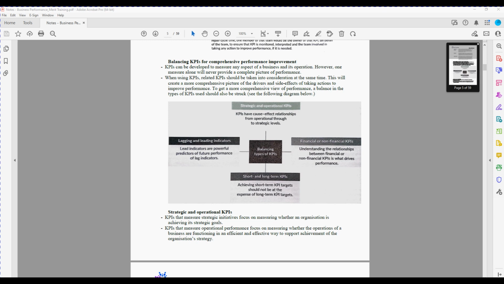And if you're just focusing on long-term targets, you're not really getting a good understanding of the short-term targets. So it's good to have a balance of those. And then finally, it's good to have a good balance of lagging and leading indicators.